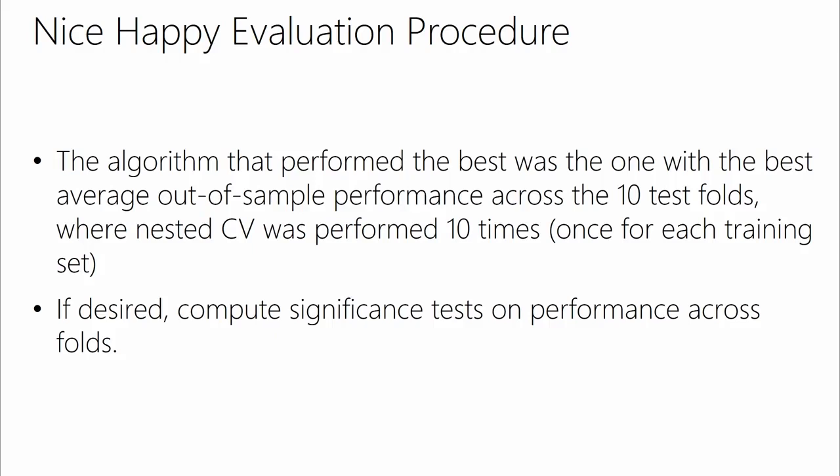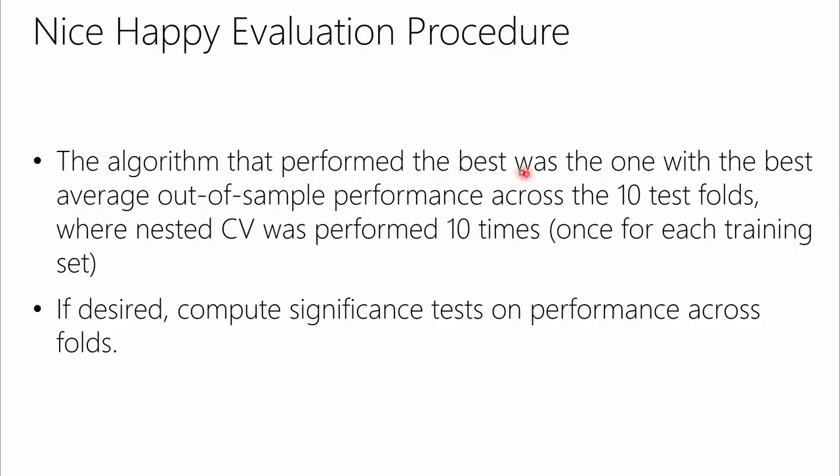OK, so this is a nice, happy evaluation procedure. The algorithm that performed the best is the one with the best average out-of-sample performance across those 10 test folds, where you perform nested cross-validation 10 times, 1 for each training set. Now, again, if you want to, you could compute significance test set performance across folds.